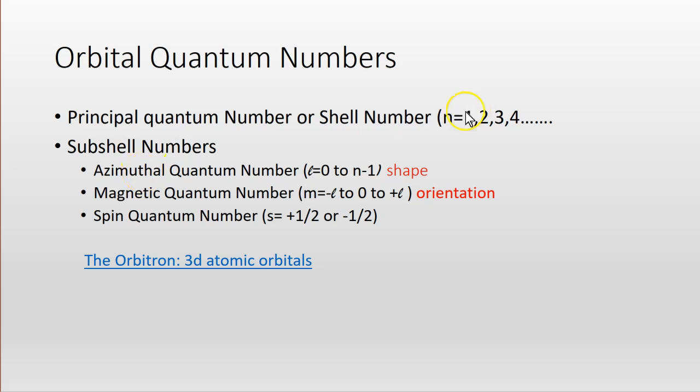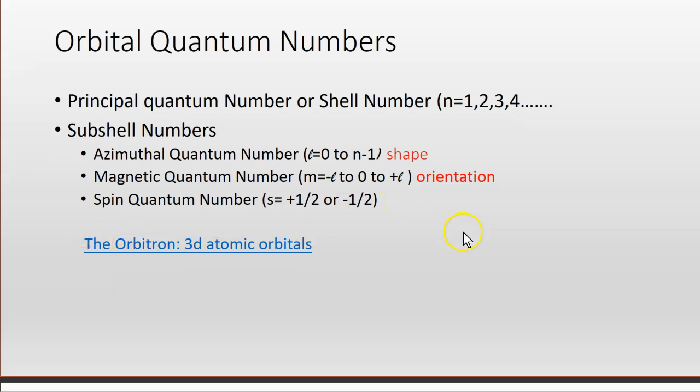Within each combination of n and L, we have a magnetic quantum number, which can range from -L to +L, and this gives us the orientation. Finally, each electron can have a spin. It can be positive or negative. If you follow this link, the probability density functions for different orbits are visualized.